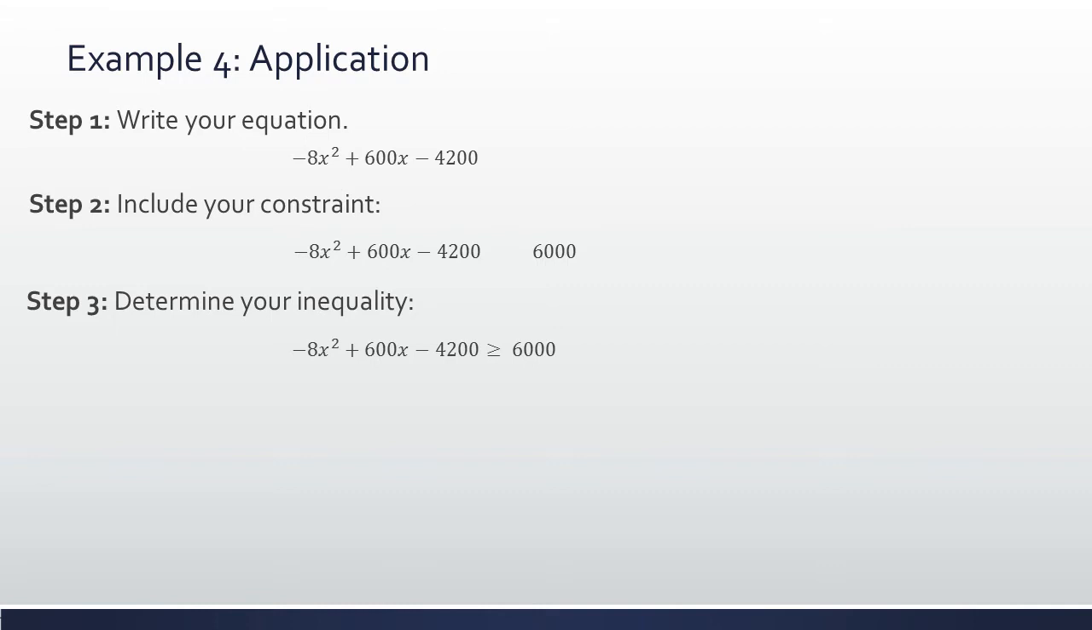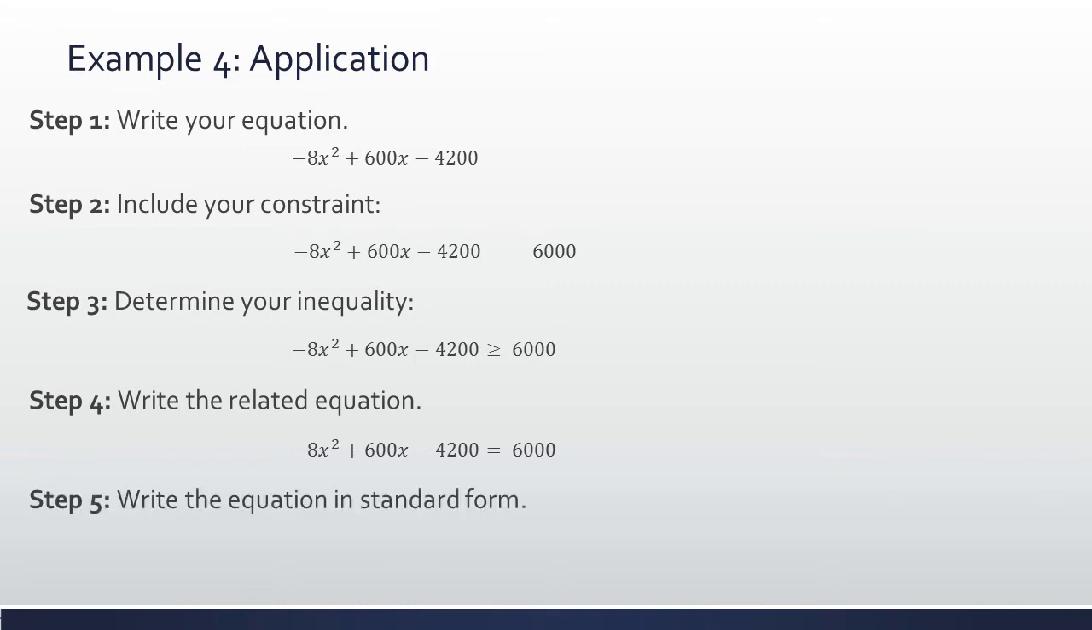Now, just like we did in the previous one, write your related equation. So instead of the greater than or equal to, it is now just equal to. And we want to write it in standard form so we can move forward. So we're going to subtract 6,000 from both sides. So that gives our C value, our constant term, negative 10,200.